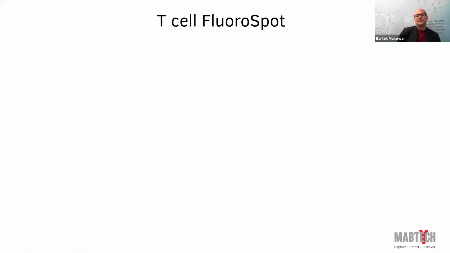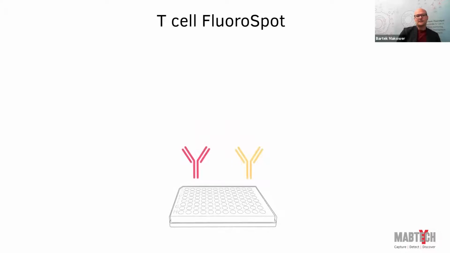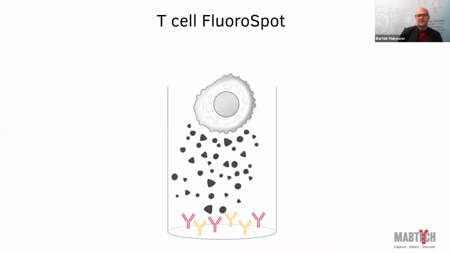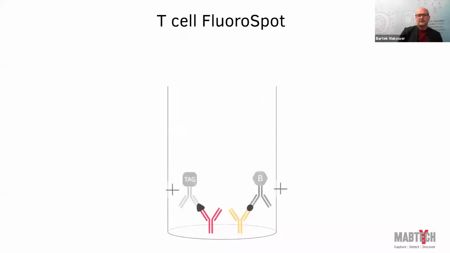FluoroSpot then is a very similar assay, but multiplexed. This is just showing two color FluoroSpot, but it can be up to 4. So coating with 2 separate antibodies against 2 different cytokines, stimulating cells which secrete 2 different cytokines, which are individually captured. And then we detect with secondary monoclonal antibodies.